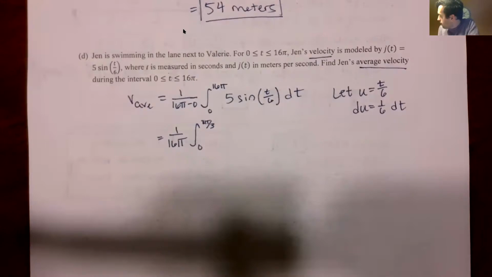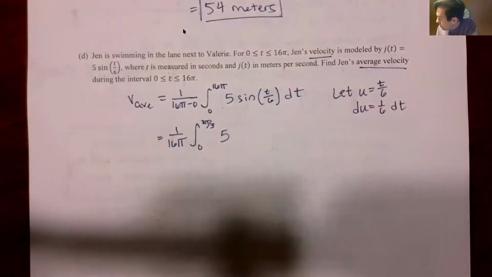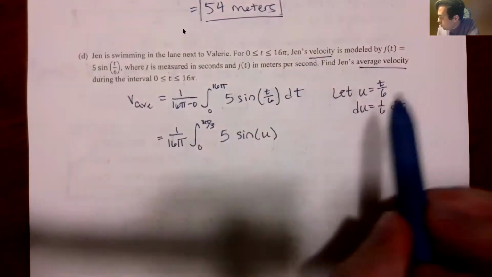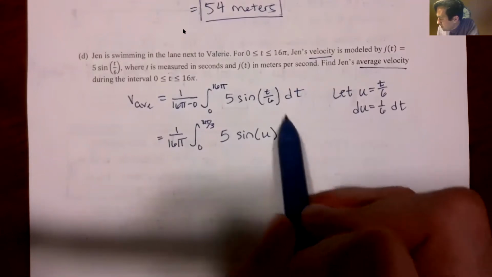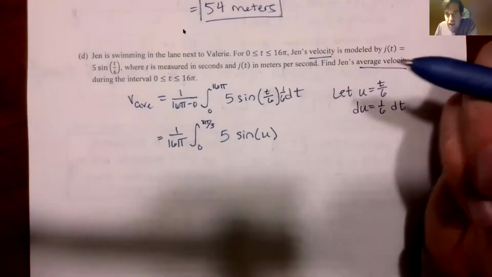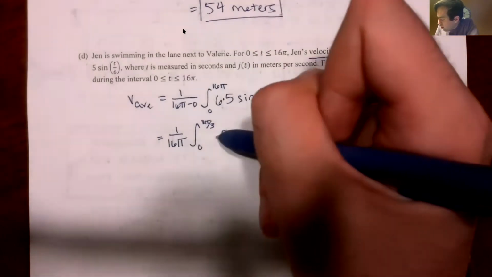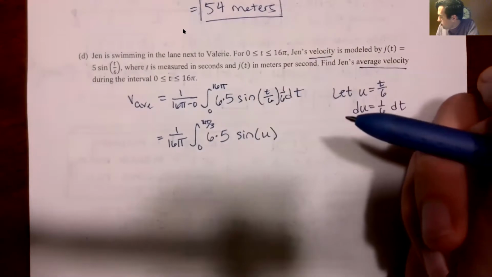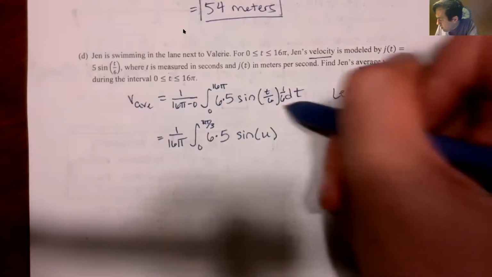And then inside, we have sine of u. And I never got rid of this 5. So we have 5 sine of u. And in order to get du, it needs to be 1/6 dt. So in order to introduce a 1/6 here, I have to multiply by 6. So I really have 6 times 5 over here. And then this can become du.